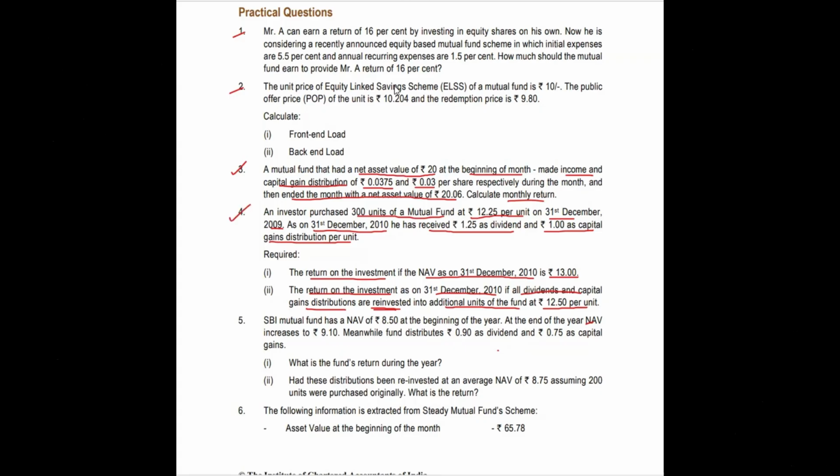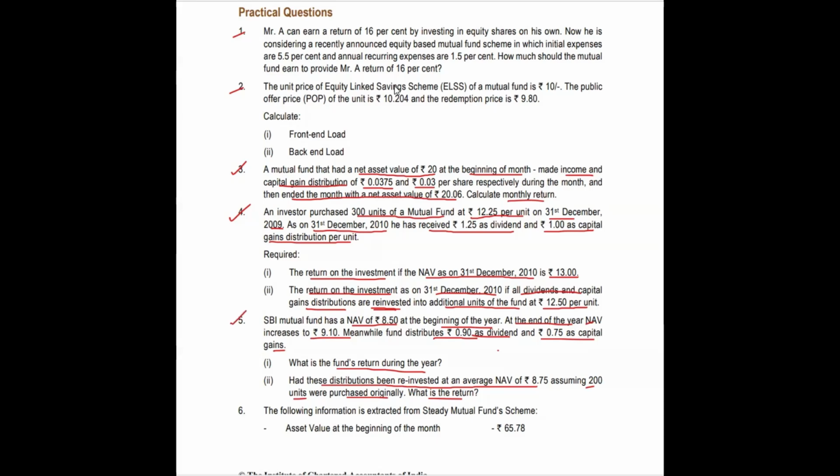Problem number 4 is done. Next, see problem number 5. SBI Mutual Fund has a NAV of rupees 8.5 at the beginning of the year. At the end of the year, NAV increases to rupees 9.1. Meanwhile, fund distributes rupees 0.9 as dividend and rupees 0.75 as capital gains. What is the fund's return during the year? And had these distributions been reinvested at an average NAV of rupees 8.75, assuming 200 units were purchased originally, what is the return? So this is exactly same like question number 4, right? So even this is done.